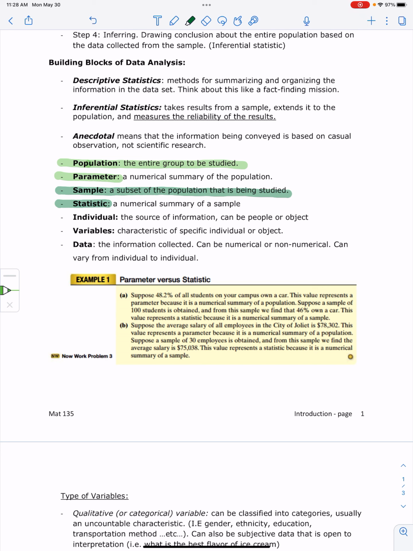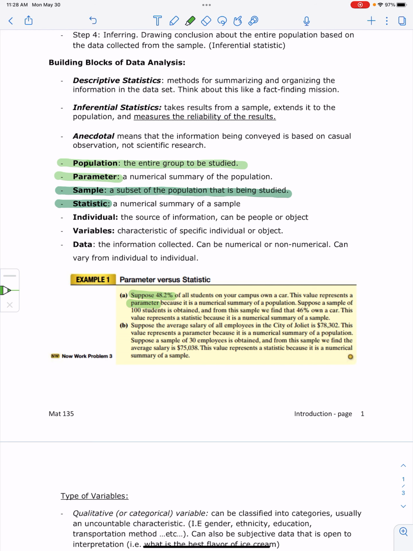If we are talking about the students on our campus, then when we say suppose 48.2% of all students on the campus own a car, that 48.2% is a parameter. It's referring to the population that we're interested in, which is the students on our campus.